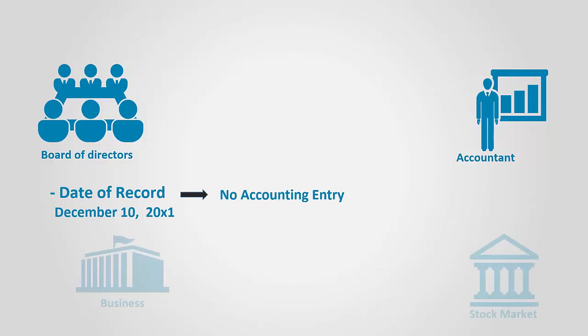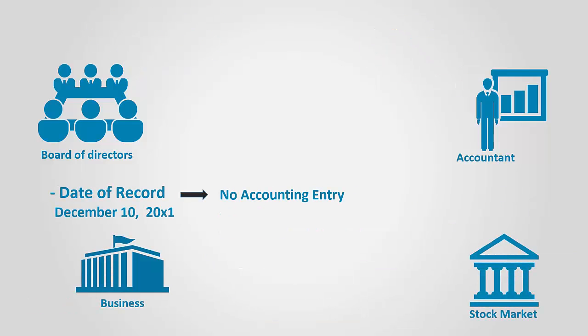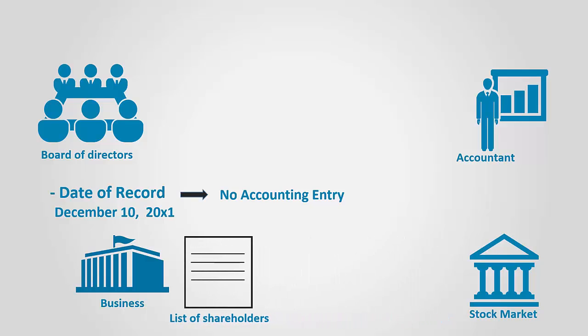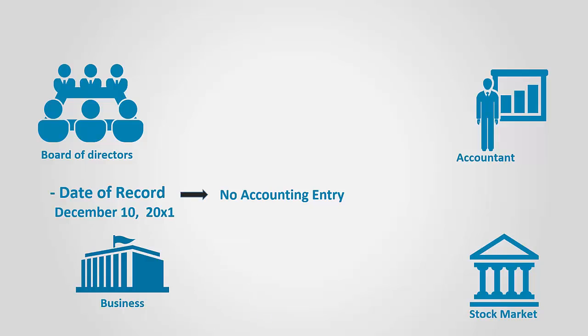No entries are required on the date of record. The only important issue is to get the list of shareholders who own the shares on that date. The importance of the shareholders list is that the business will know to whom it will pay the dividends. So, dividends will be paid to whoever owns a share on December 10th.